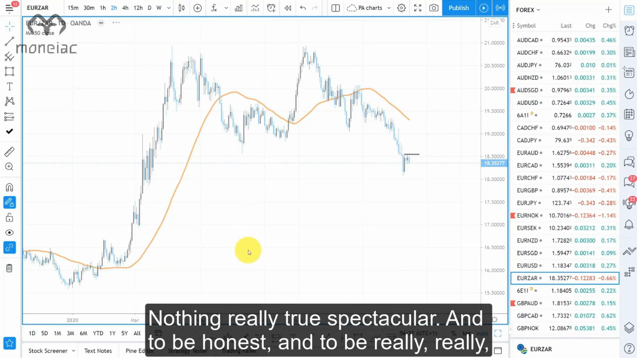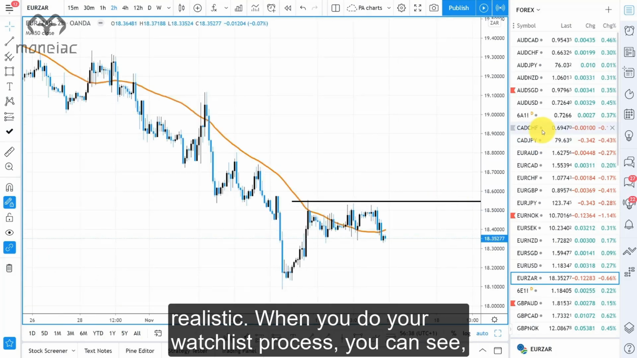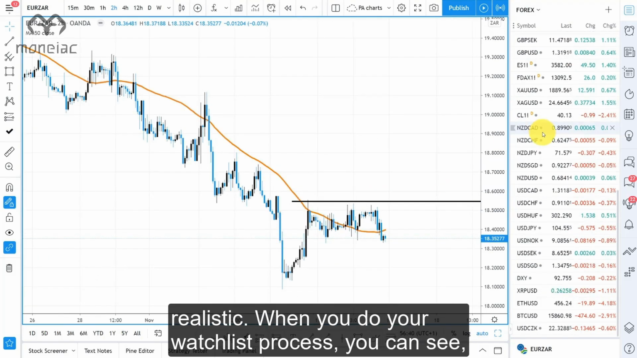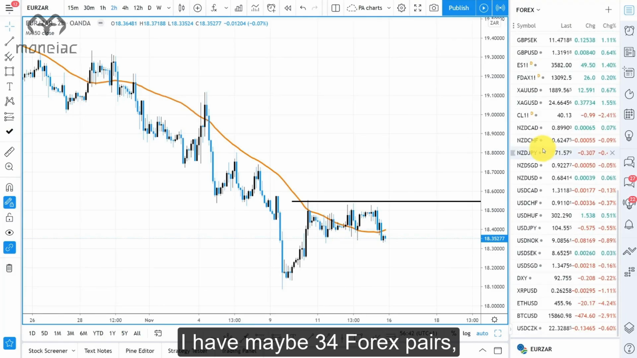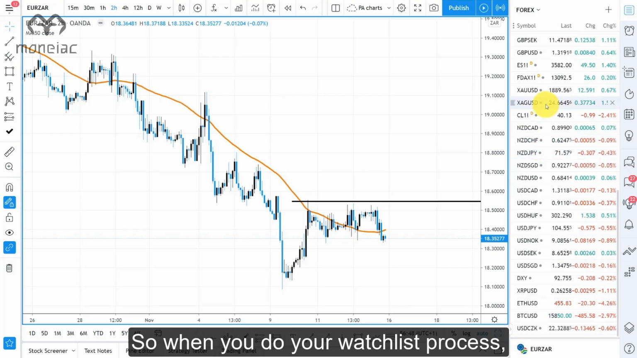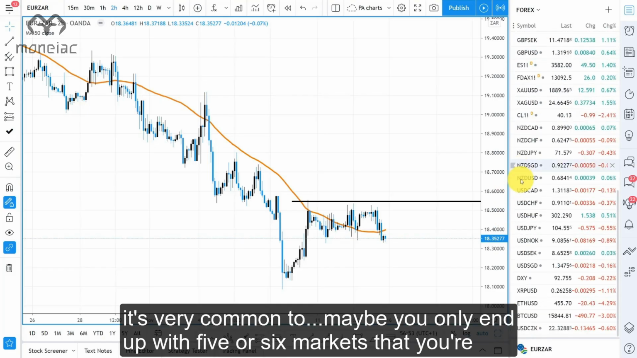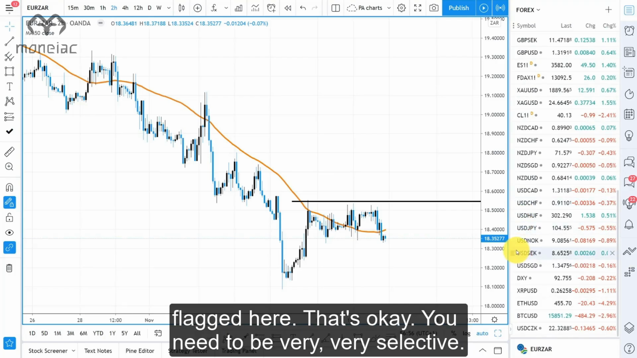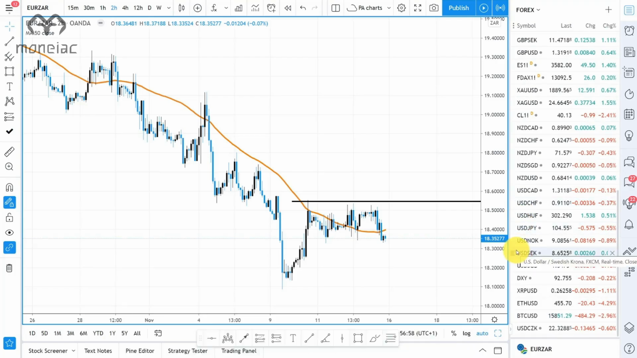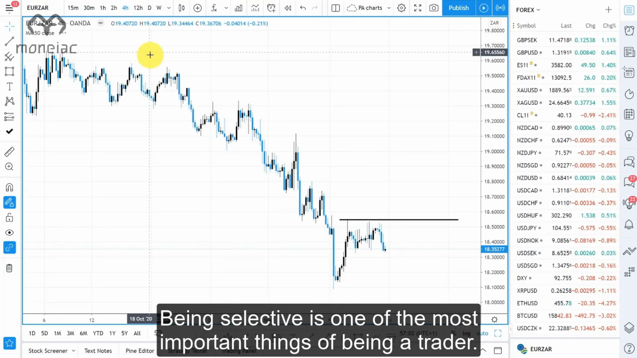What do we have here? Nothing really too spectacular. And to be honest, and to be really realistic, when you do your watch list process, you can see I have maybe 30 Forex pairs, but I will only have maybe 3 good trades every week. So when you do your watch list process, it's very common that you only end up with 5 or 6 markets that you've flagged here. That is okay. You need to be very selective. Being selective is one of the most important things of being a trader.